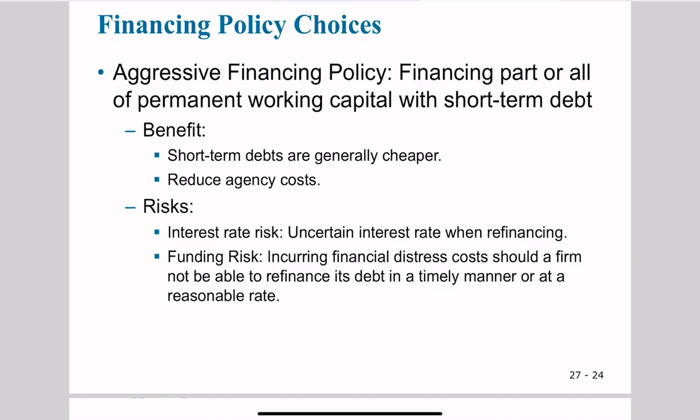The first one is that short-term debts are generally cheaper, because we know that if a debt has a longer maturity, then its yield will generally be larger. So it will be more expensive. And then short-term debt could also reduce agency costs. This is the argument we have made in corporate finance too. Generally, if the firm uses long-term debt, the firm could have some excess cash, and then the pressure to repay the debt will be smaller compared with short-term debt. So the manager could do some bad things, right?